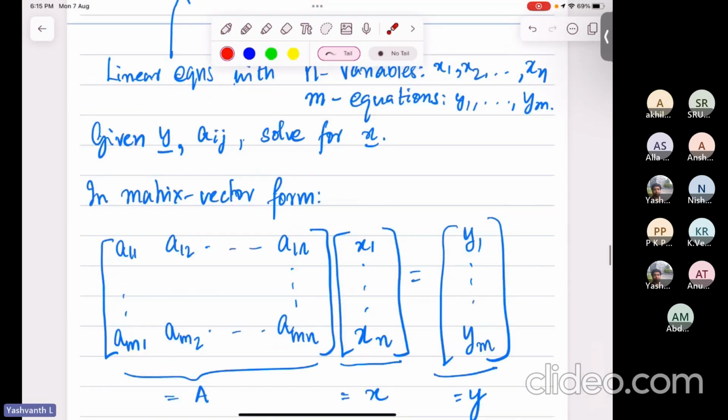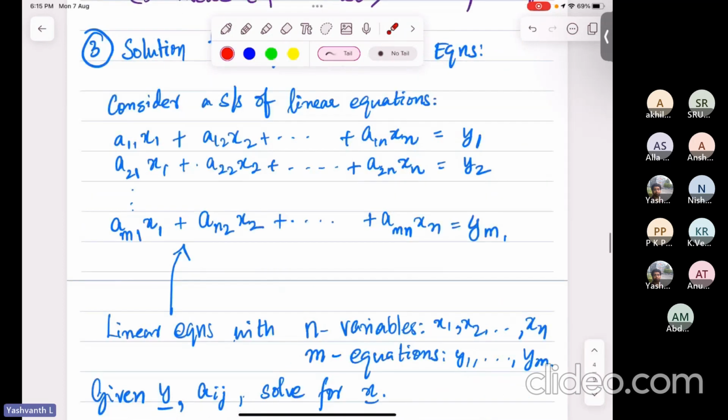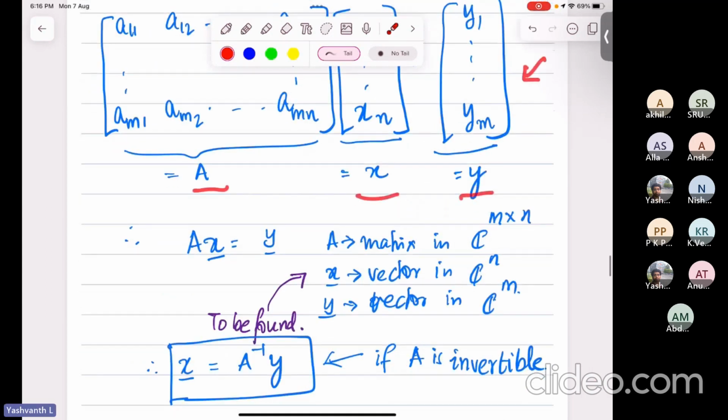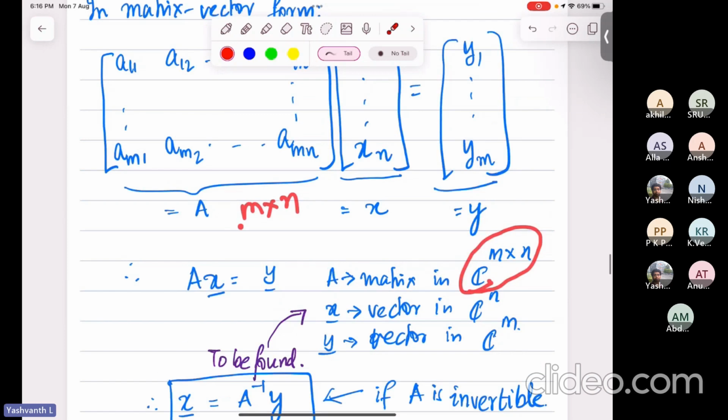Write the vector x as the vector of all the corresponding unknowns, and the vector y as all the corresponding observations. Then this set of linear equations can be represented in compact matrix-vector product form, Ax equal to y, where A is a matrix of m by n dimension. That is, A is an m by n matrix, where m is the number of equations and n is the number of unknowns.